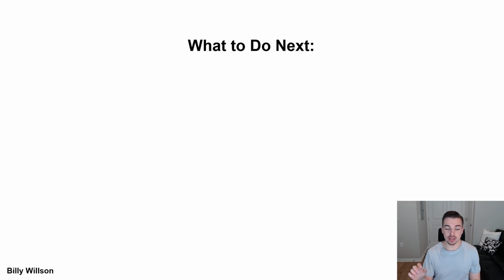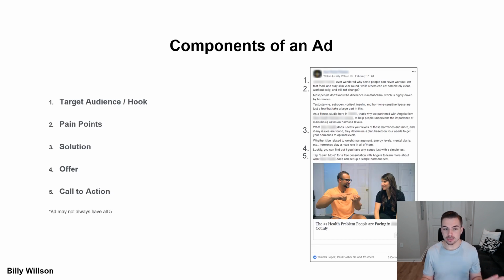And I want you guys to keep in mind, all your ads may not always have all five. You may only have a target audience and hook and an offer and a call to action. You may or may not have the pain points and solution. Depending on how, let's say your offer is absolutely amazing, you don't even need to explain any kind of story. Let's say it's $1,000 off this $2,000 product. So it's a very amazing offer. You may not even have to do any pain points or solution. But these are the main components of an ad, and this is how you can write an amazing ad.